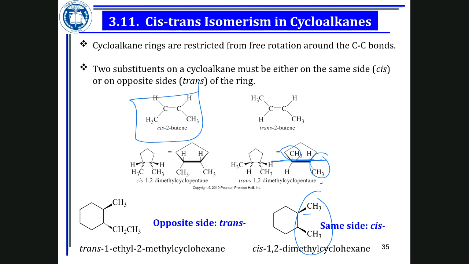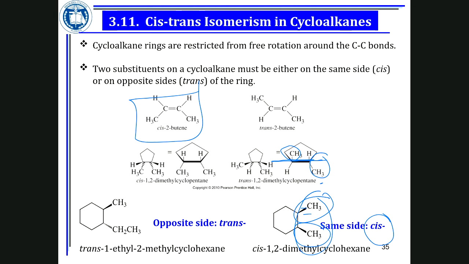Because the triangles that are used here are wedges, not dashed lines. That means the first methyl group is going toward you, is up, and this methyl group is also up. So if both of them are on the same side, the geometrical position for this is going to be cis. They are both on the same side. So it's cis-1,2-dimethylcyclohexane.